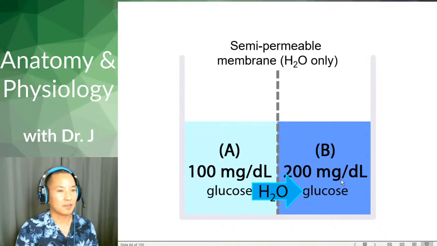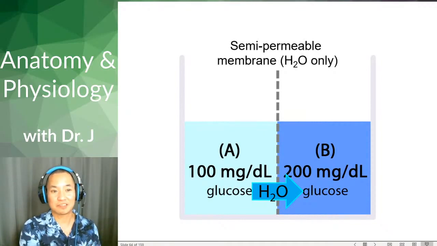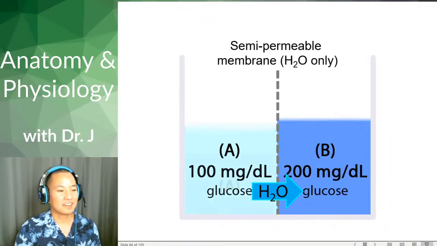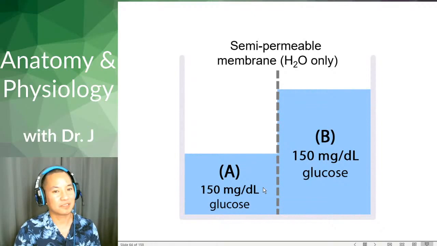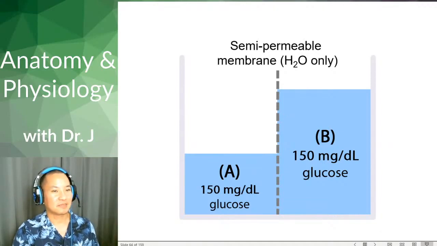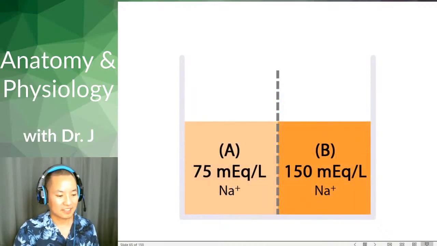It's kind of like a tug of war. Who's going to win out? A tug of war with 200 people versus a tug of war with one side having only 100 people. So the 200 is going to have more force and attraction to water. So eventually it'll end up with an equal concentration of solute and water on both sides. So again, remember, this is one of the overall goals of osmosis. All right, next question.